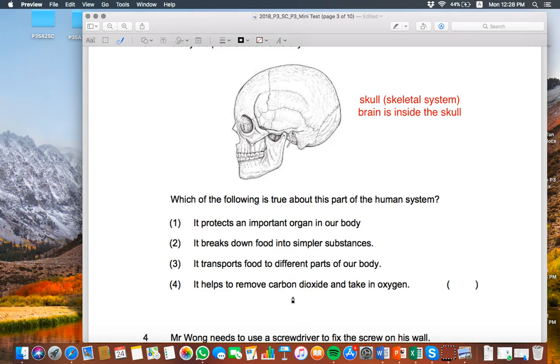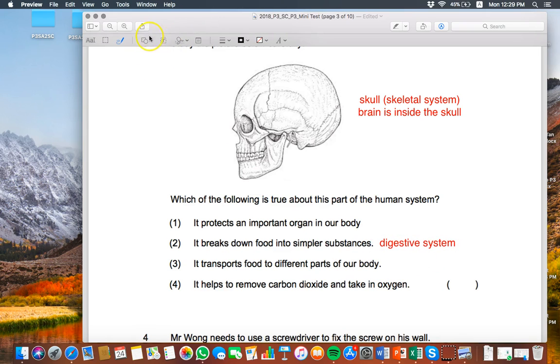Okay, let's look at the options. Does the skull protect an important organ in our body? Yes, it does. It protects the brain. Does it break food into simpler substances? No. When you see the words breaking down food, that will be your digestive system. We are talking about the skeletal system here.